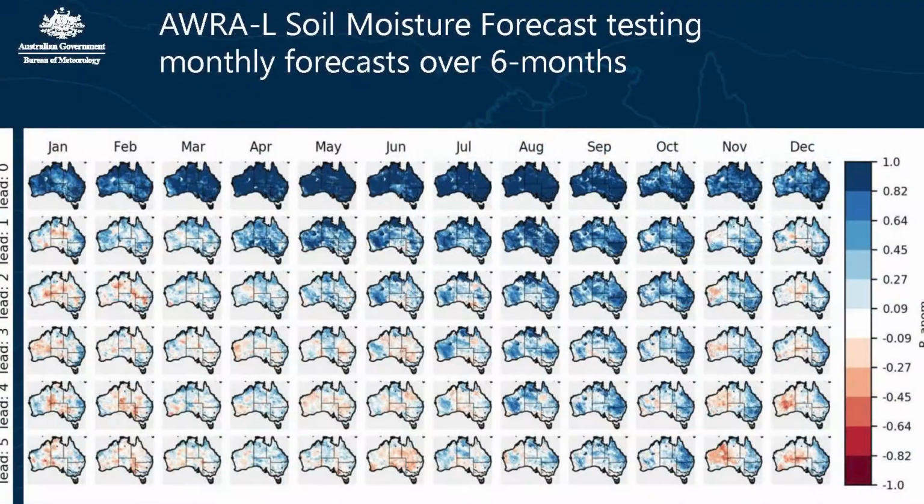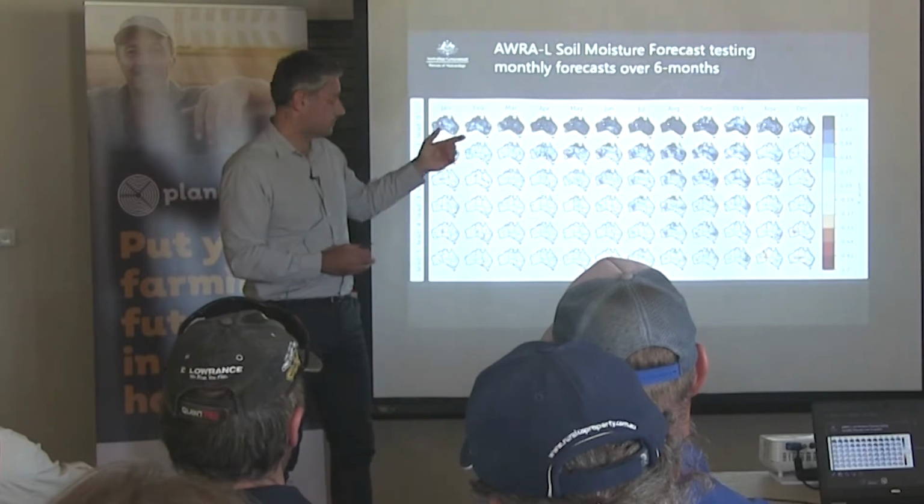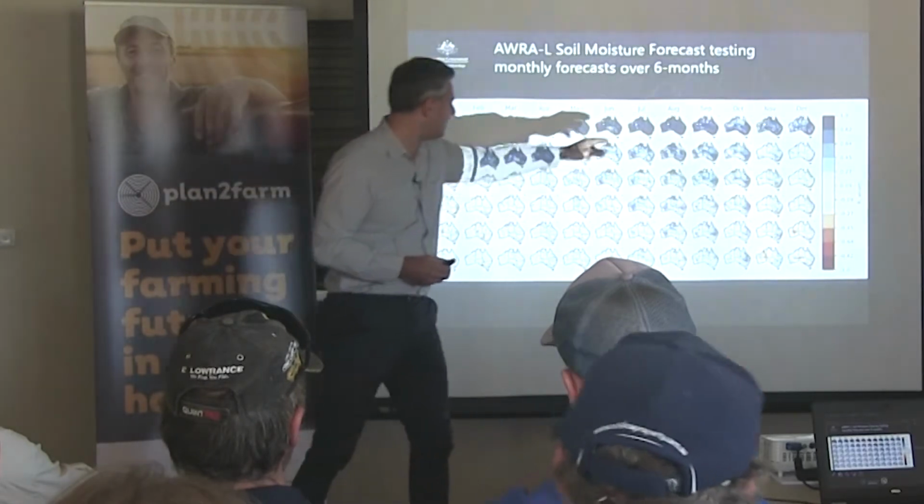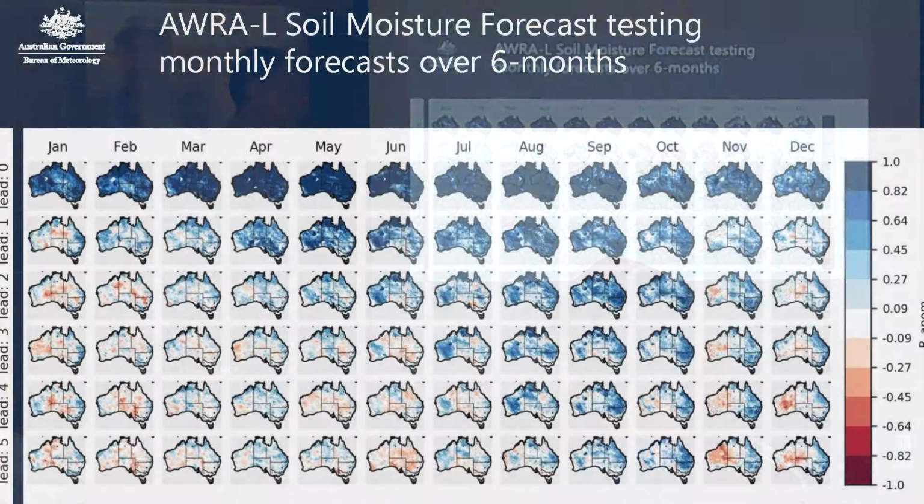And the blue bits are our evaluation of our soil moisture forecast on a monthly basis. Each of these rows is a month starting from here, and the blue means that compared to our historical reference that's modelled with observed data, the bluer it is, the better the forecast. So usually around September, October, for the first 2 to 3 months, this does a pretty decent job.